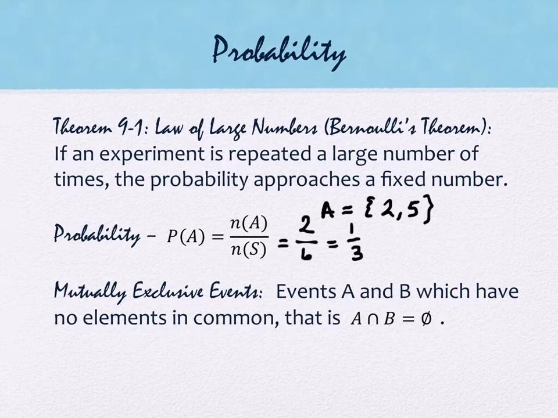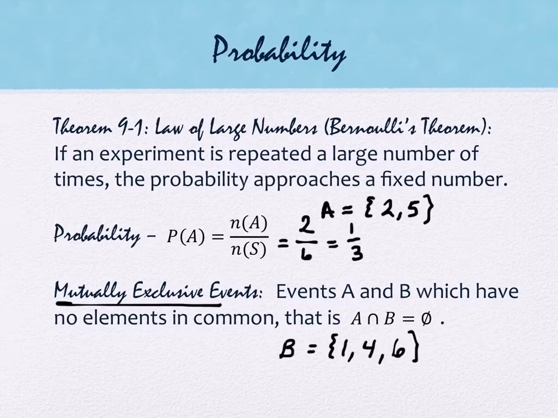All right, mutually exclusive events are events that have nothing in common. So if we talked about our die and we said event A was 2 and 5, and event B was 1, 4, and 6. Okay, so it doesn't have to include everything that's left, but it can only include things that are not in set A. Then A and B would be what we call mutually exclusive. They have nothing in common. They're event outcomes that have nothing in common.